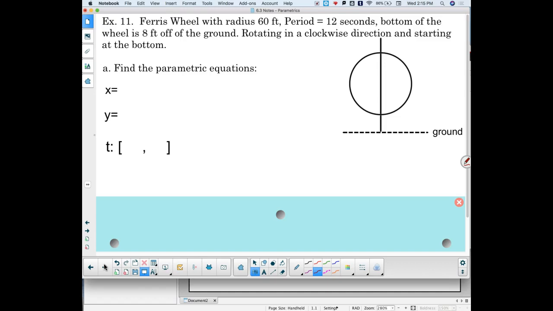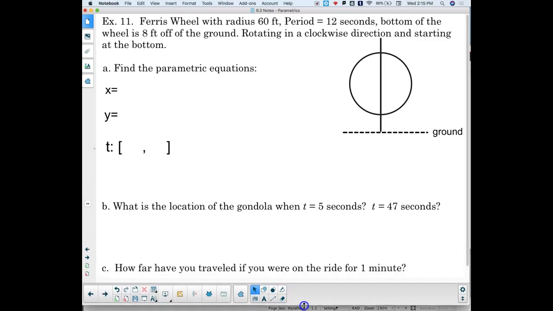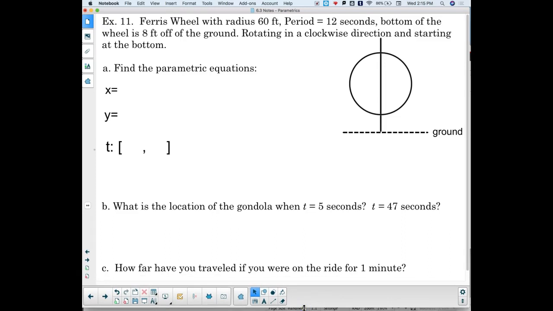Then, after you do that, what I want you to do is find the location of the gondola, that's the car you're riding in, when t is equal to 5, and how far you've traveled if you're riding around and the carny forgets to shut the ride off for 5 minutes later on. Okay? Right? Make it so. Answer me those 3 questions.